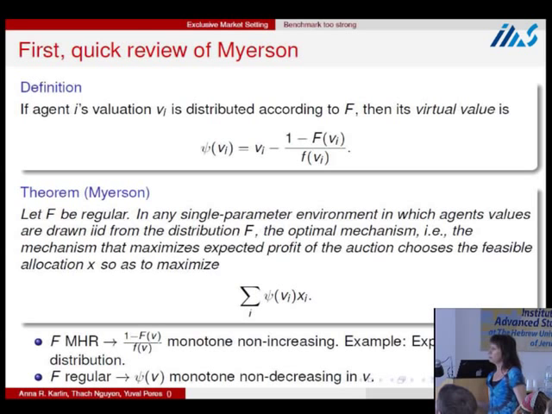And so the two standard classes of priors, we've already heard about them. Most restrictive being MHR distributions, less restrictive being regular, have the property that these virtual values are monotone increasing with the values, and hence this is a monotone allocation rule.